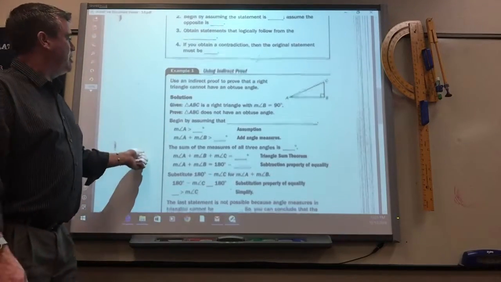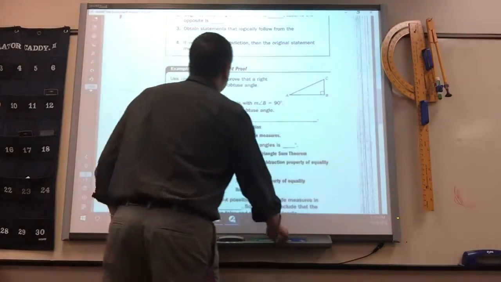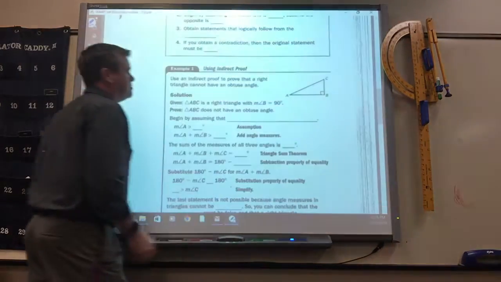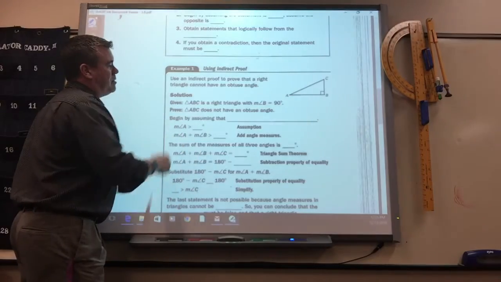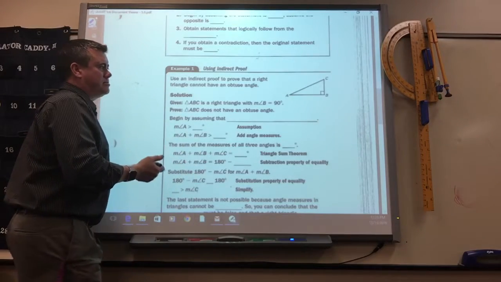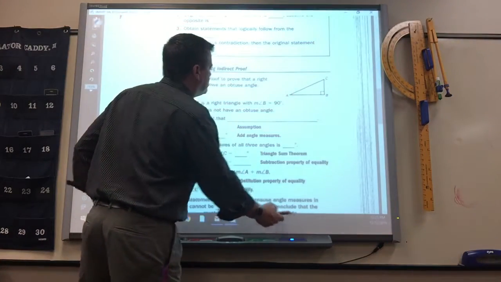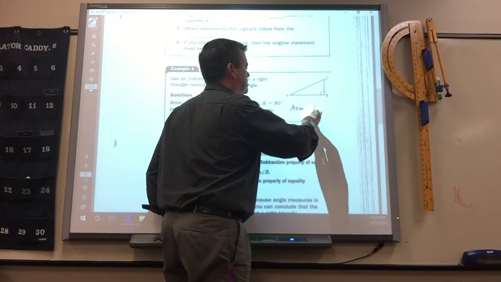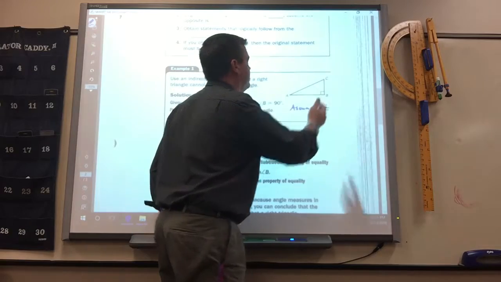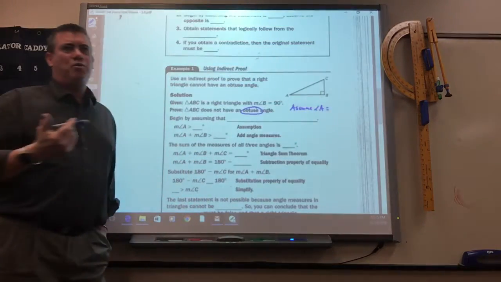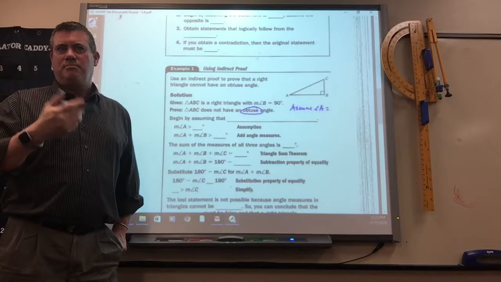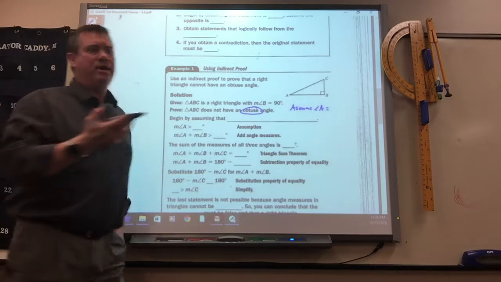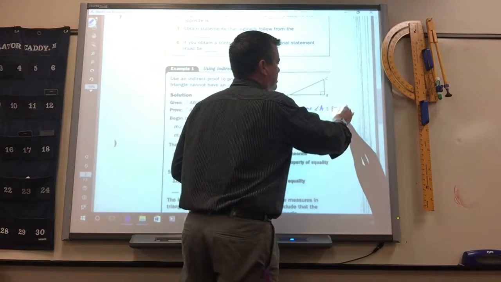Here's an example of an indirect proof. It's given that this triangle is a right triangle and angle B is 90. Prove that AB does not have an obtuse angle. So, here's what we would do. You could assume angle A is, pick any obtuse angle you want. You guys remember what obtuse means? Greater than 90, right? So we'll just say it's 100 degrees.